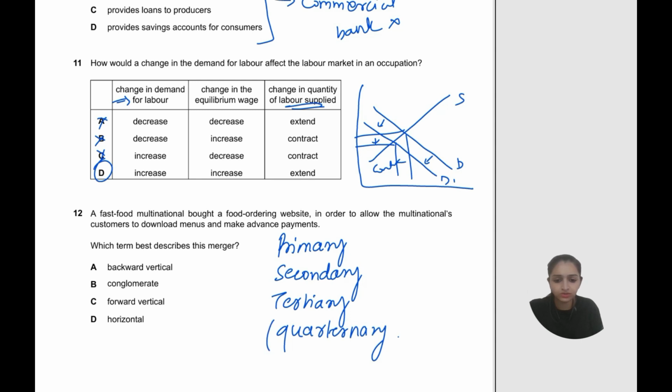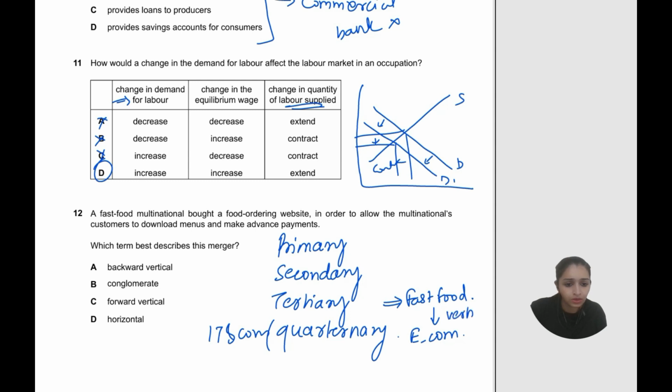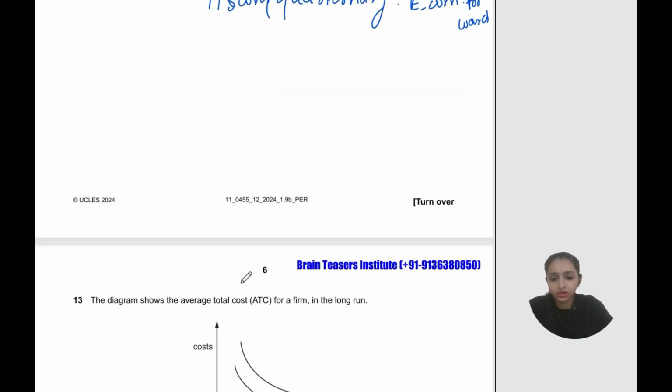Okay, quaternary sector is something to do with the IT sector, IT and communications, etc. Now, here we know that the fast food multinational, fast food chain, has overtaken a food ordering website. Website, e-commerce, everything falls under the quaternary sector, right? So there is a vertical forward integration. So it is vertical forward. C is the answer. Moving on to the next one.